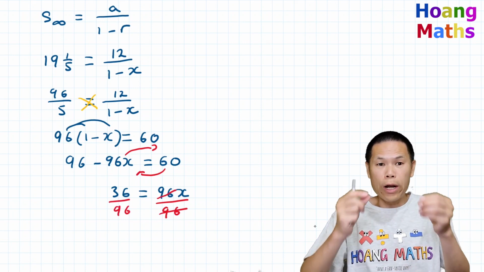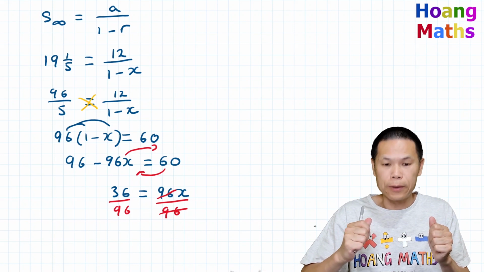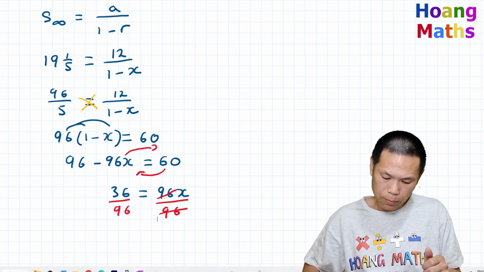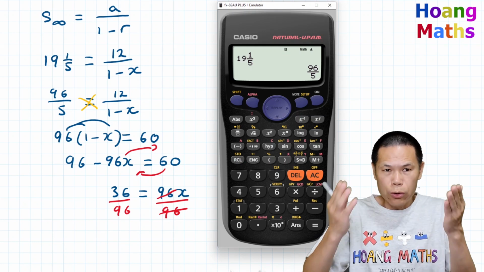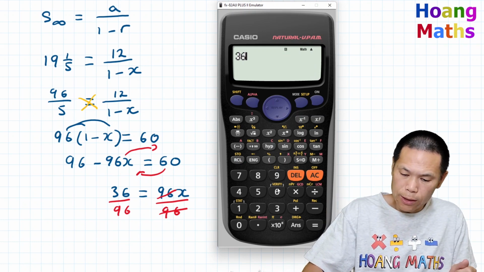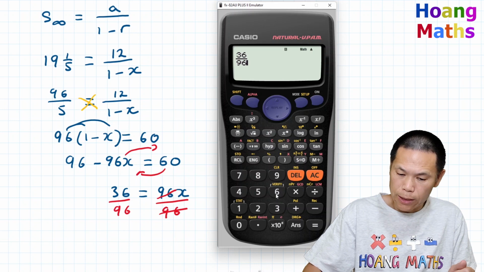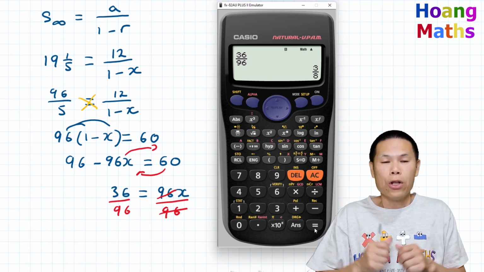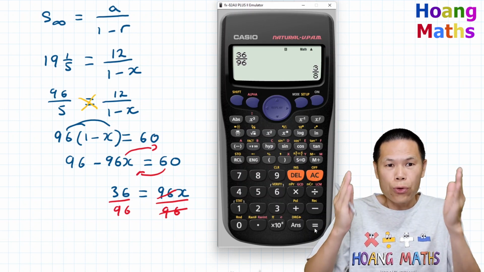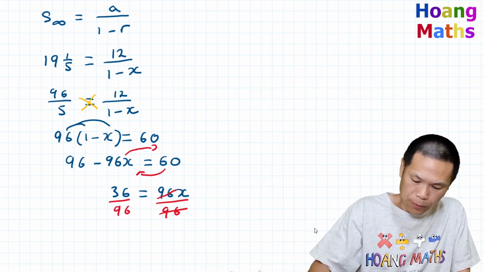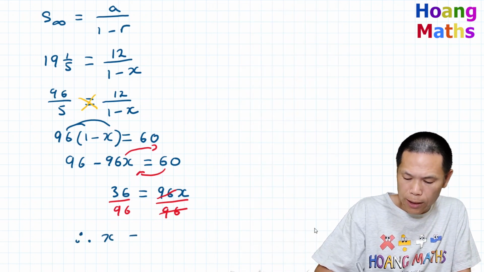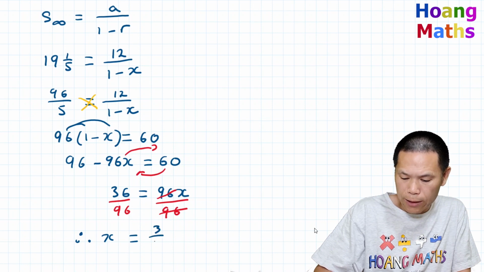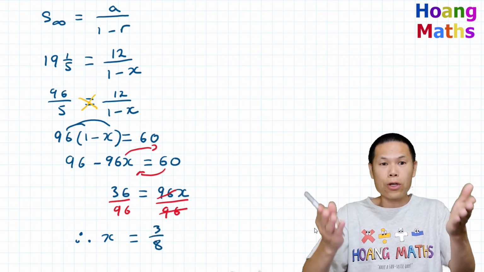So there you go. I just put it in the calculator: 36 over 96. So there you go, x is equal to 3 over 8. So therefore, x is equal to 3/8. So there you go.